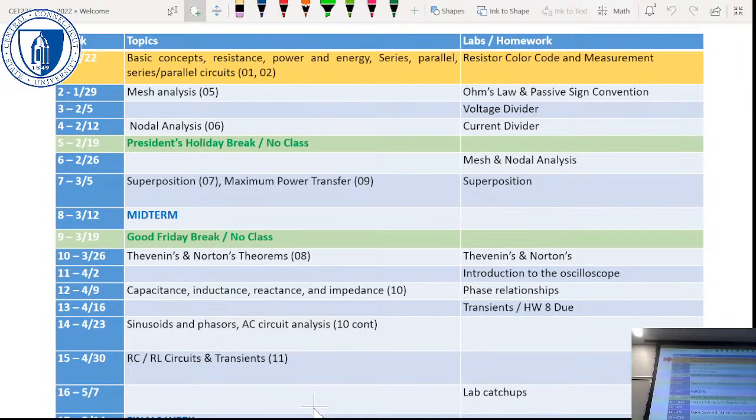There's a thing called mesh analysis, another thing called nodal analysis. There's a thing called superposition. And there are Thevenin and Norton's theorems. We're going to do all of those things, first of all, for just resistive circuits, and then we're going to go back and do them again when we add capacitors and inductors.